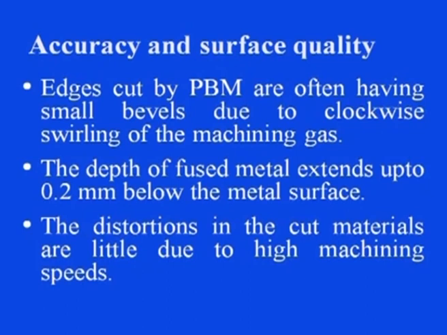Let us see the accuracy and surface quality that can be obtained in plasma beam machining. Edges cut by plasma beam machining often have small bevels due to clockwise swirling of the machining gas. The depth of fused metal extends up to 0.2 millimeter below the metal surface. The distortions in the cut materials are little due to high machining speeds.